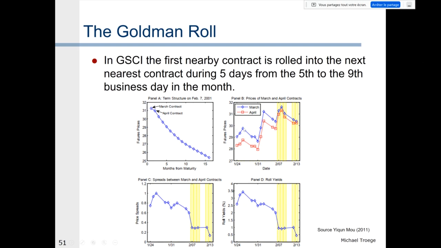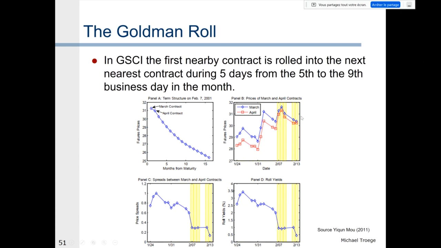You can see it also here. On a normal day, not a roll day, the curve is downward sloping. So it's a backwardation, and the March contract is much more expensive.